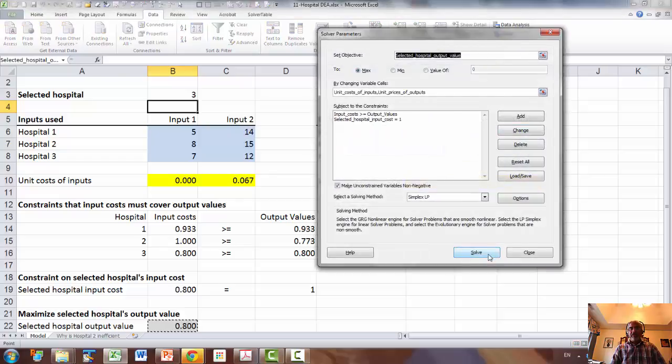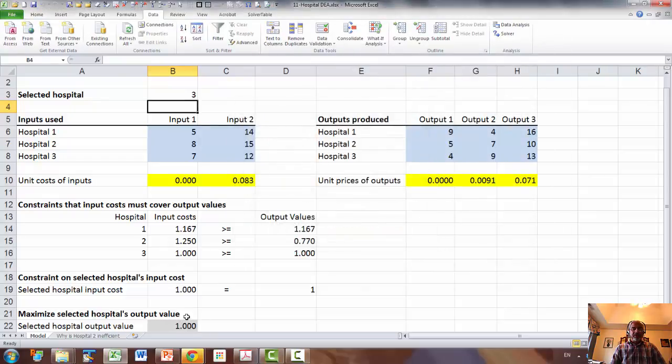Let's solve again. Now you see the third hospital is efficient. So this is assuming even the best practices. Okay, this is the best that the hospital could do. So hospital 2 is definitely not as efficiently operating as the other 2 hospitals. Now how can we be so sure that hospital 2 is not operating as efficiently as it could?